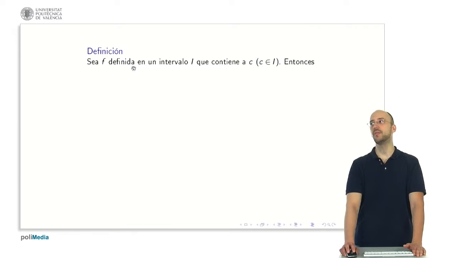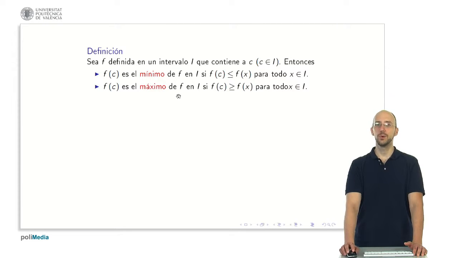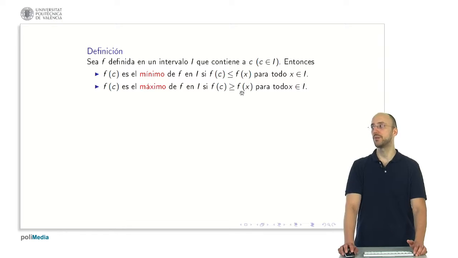Consider a function f defined on an interval I and containing the point c. We declare that f of c represents the minimum of the function within the interval I if the value of the function at c is the smallest among all the values that f can take for different x values within the interval. We declare that f of c represents the maximum of f within the interval I if the value of f at c is the largest among all the values of f for various x within the interval.